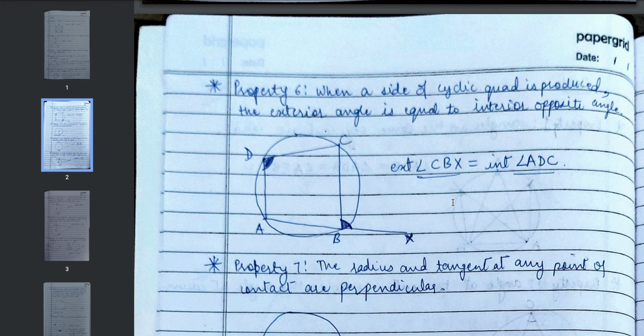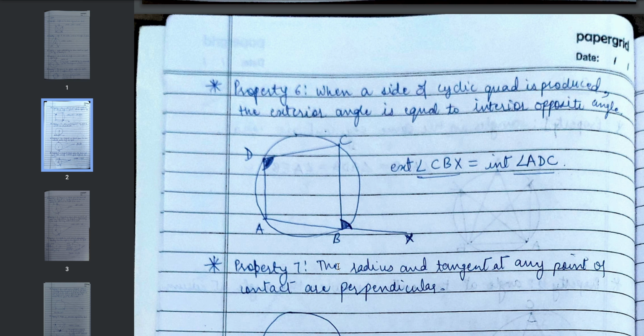Sixth property is when a side of a cyclic quadrilateral is produced, the exterior angle is equal to the interior opposite angle. So I have a cyclic quadrilateral ABCD, and suppose I extend this side AB outside the circle. I extend it outside the circumference of the circle, outside the boundary. So this CBX, I have named this part X, this line. So this CBX angle will be equal to the interior opposite angle.